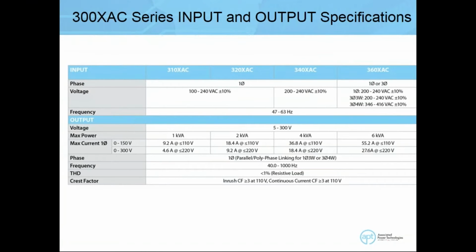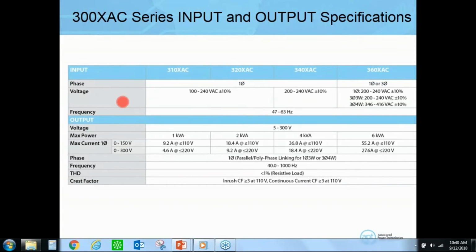Since we've been talking about the specifications, let's take a look at one of the input and output specifications for a 300 XIC series power supply. For this power supply that APT manufactures, the input specifications are listed here, and really quick I'm going to show you the phase voltage. You could have a single phase that powers up 3 of these power supplies, and additionally a 360, which outputs up to 6,000 VA, requires maybe a 3-phase power supply.